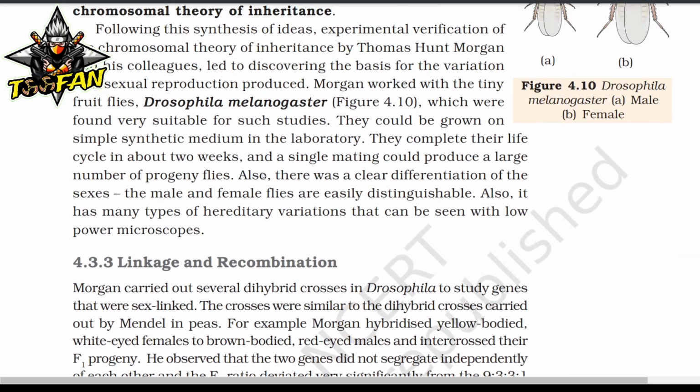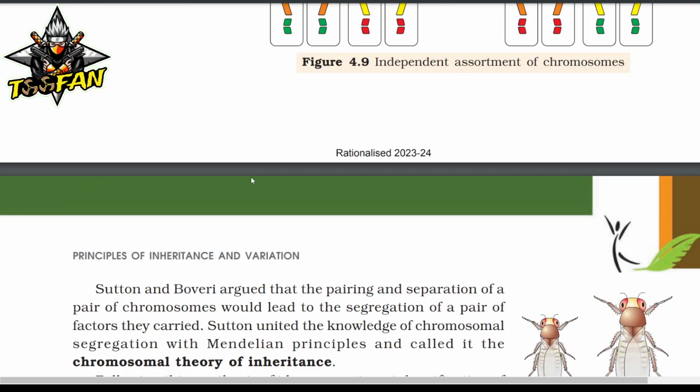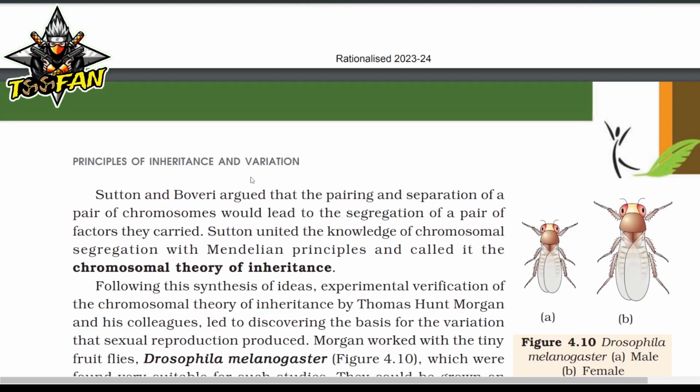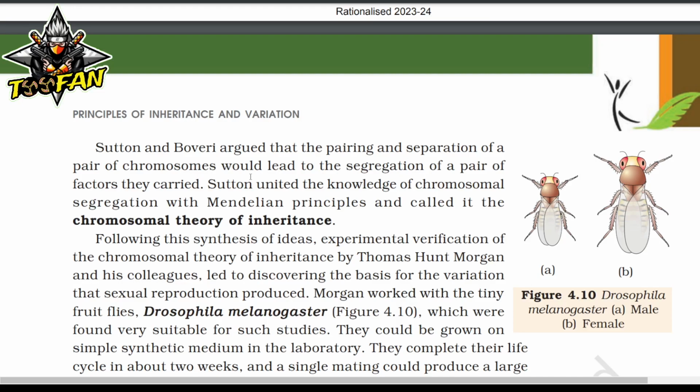Now, Sutton and Boveri argued that the pairing and segregation of a pair of chromosomes would lead to the segregation of a pair of factors they carried. Sutton united the knowledge of chromosomal segregation with Mendelian principles, called the chromosomal theory of inheritance.